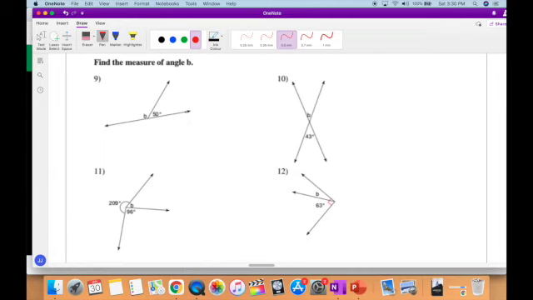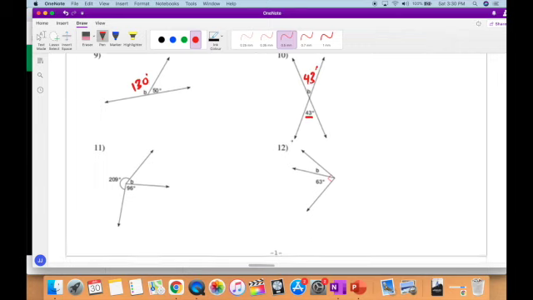So we can see here this is supplementary, so this plus this will be 180. So that means that this has to be 130, right? I hope everybody understands. If you do not understand, feel free to say so, yeah? I have 43 degrees here. This is vertically opposite, so this will also be 43 degrees, right?